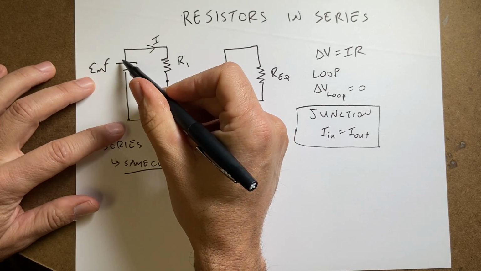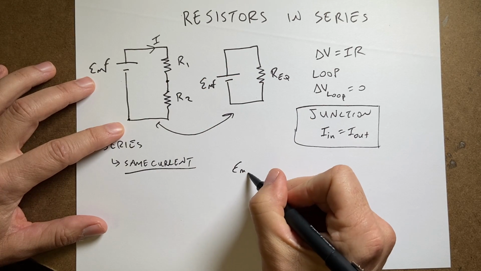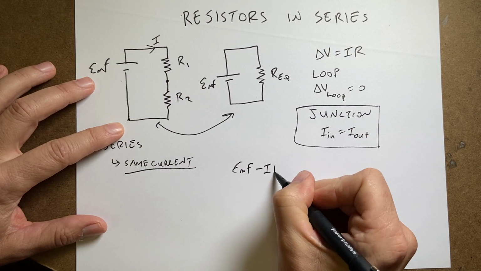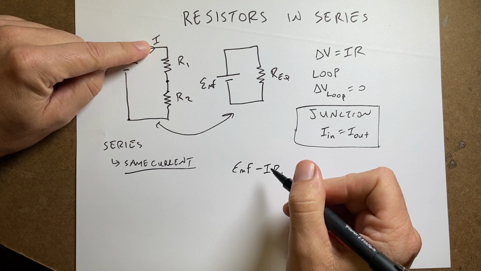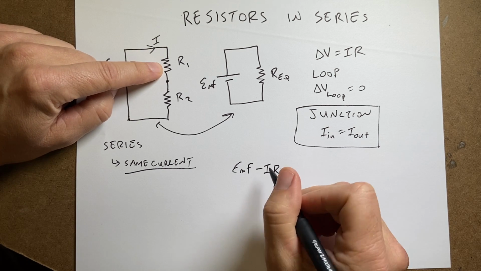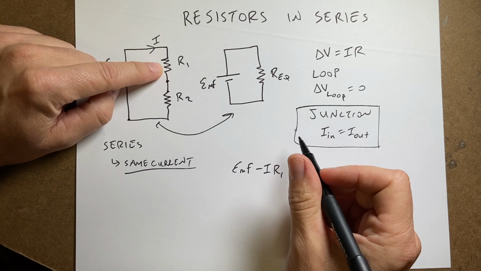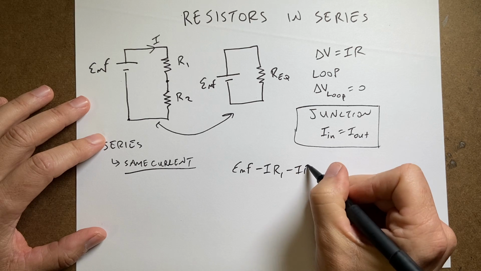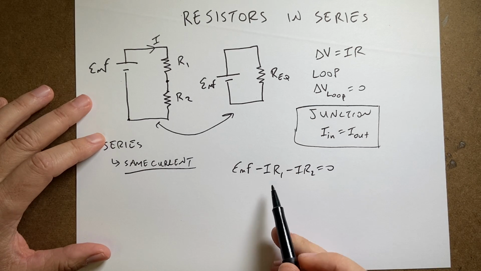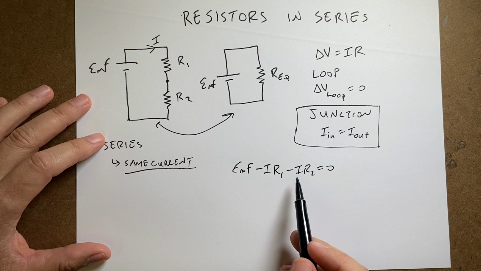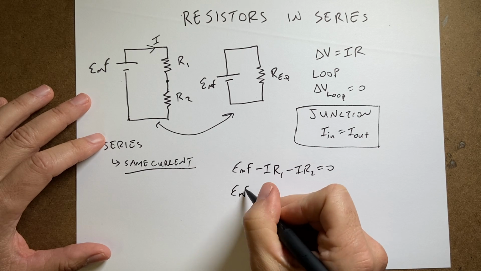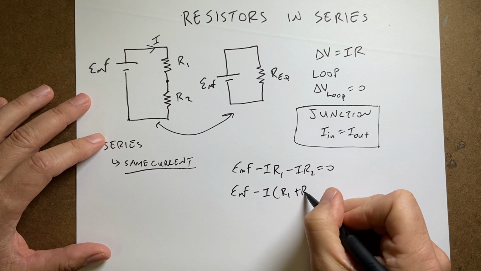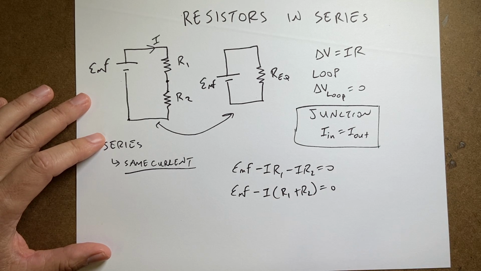So I'll start right here and go across the battery, and I get EMF. And then I go across R1, I get minus I R1, because I is in the direction of the electric field, and so the change in potential is negative E dl. That's why there's a negative sign there. And then I do R2, I get minus I R2 equals 0. So now since these have the same current, I can factor that out, and I get EMF minus I times R1 plus R2 equals 0.